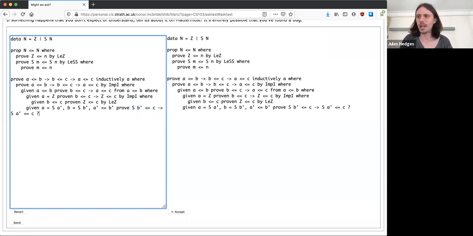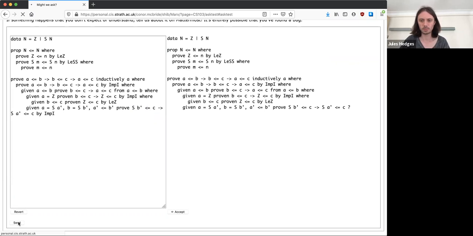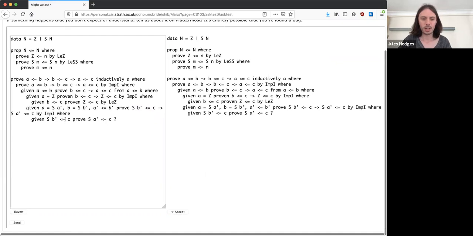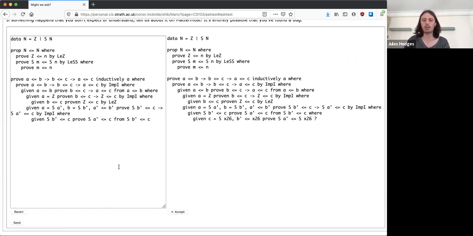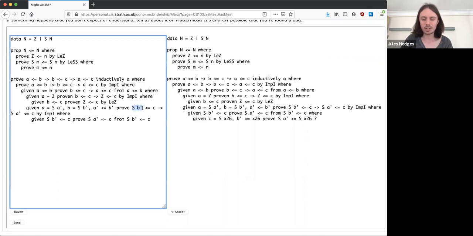So now I'm going to say by imp I. Now I have another given that the successor of B prime is less than or equal to C. So at this point, I'm going to say from that. And now something a bit interesting happens. I have told you that when you say from an inequality, you will get two subgoals corresponding to the two ways that it could have been proven. But in this case, our left-hand side is already a successor.